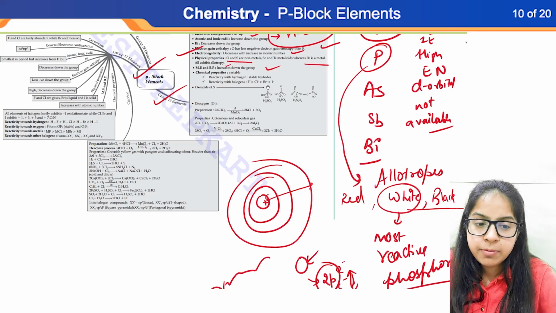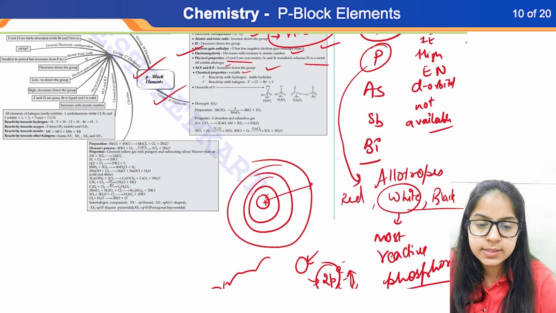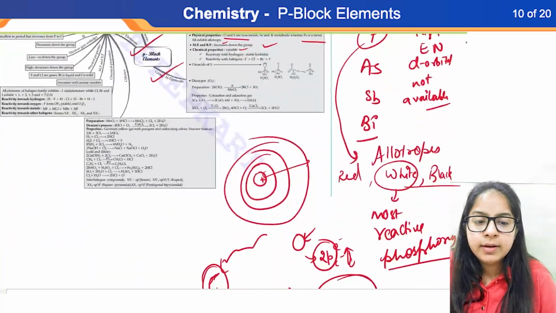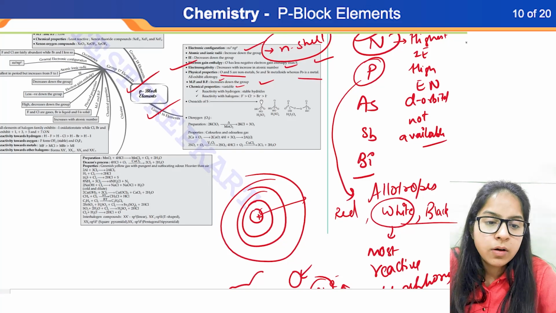Now the chemical properties depend upon the oxidation state. There are variable oxidation states. We can't say that the oxidation state is +6 or +4 only, but there are +2, +6, +4. There are many important oxidation states.